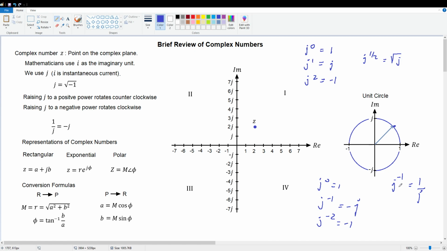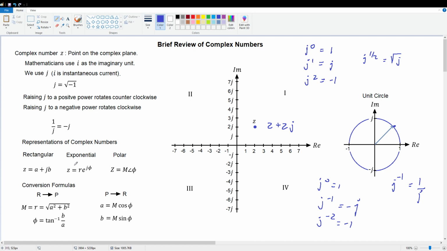Now, as far as representations for complex numbers, normally the easiest one to start with is rectangular form. That is, we have a real part and an imaginary part multiplied by J. So that just locates the point by x and y coordinates. This point is 2 over on the real axis, 2 up on the imaginary axis. So z would be 2 plus 2 times j. That's the rectangular representation for this complex number z.